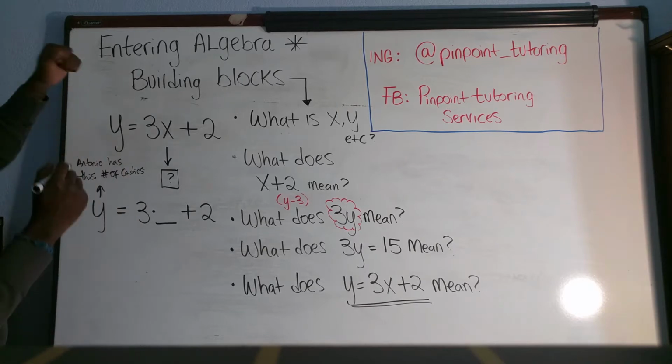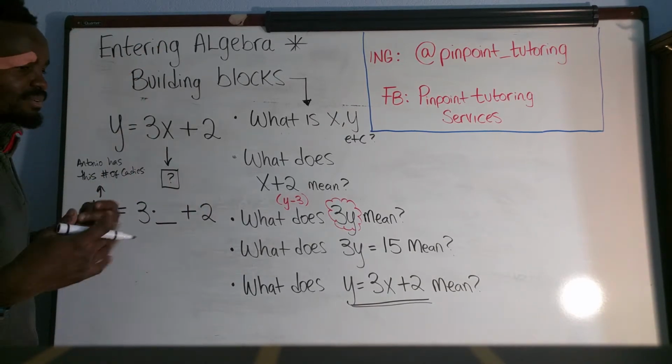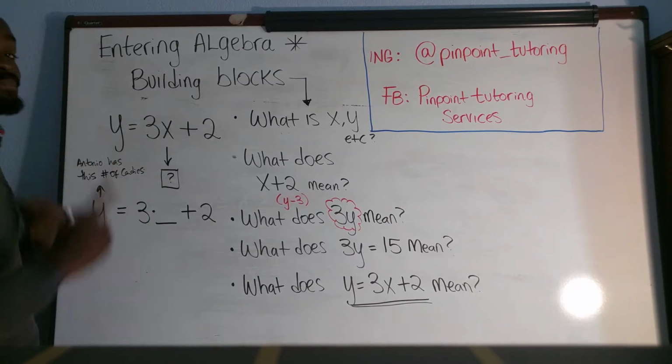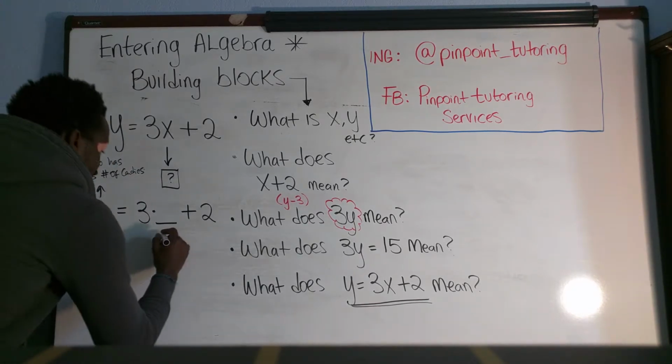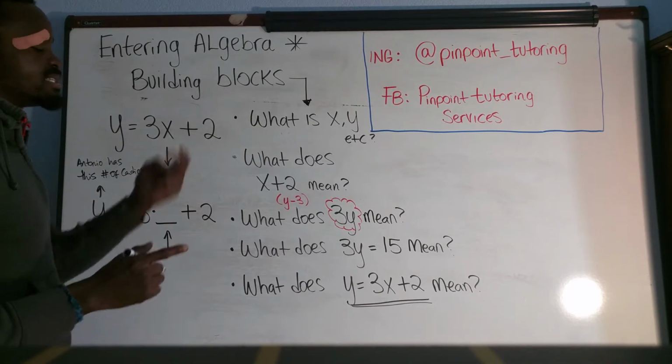So if I now said, all right, I'm messing with everybody, Antonio's not going to tell you, I'll tell you, I have 3 pieces of candy. Everybody says, okay, you have 3 pieces of candy. And someone's like, all right, I'm going to go find out how many pieces of candy Antonio has.